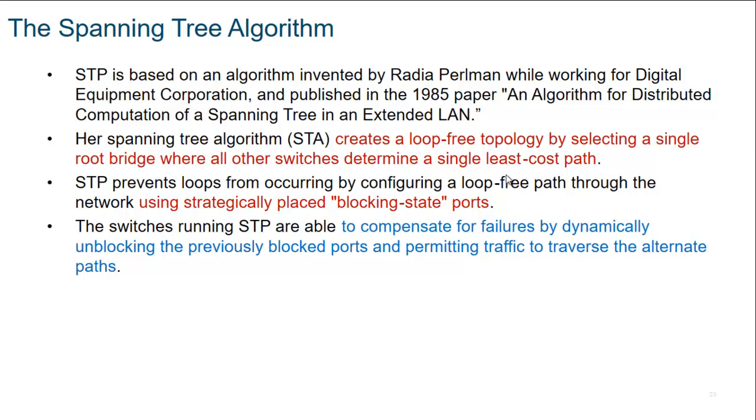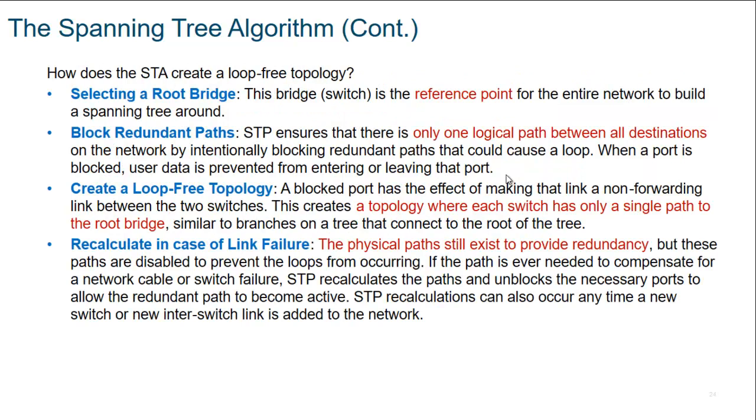STP prevents loops from occurring by configuring a loop-free path through the network using strategically placed blocking state ports. The switches running STP are able to compensate for failures by dynamically unblocking the previously blocked ports and permitting traffic to traverse the alternate path. So how does the spanning tree algorithm create a loop-free topology? It does this by first selecting a root bridge.